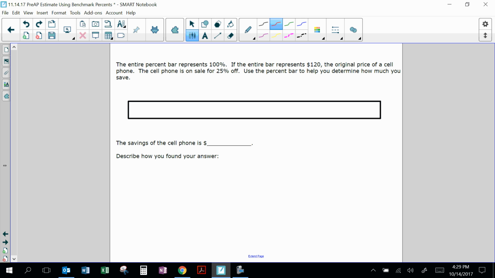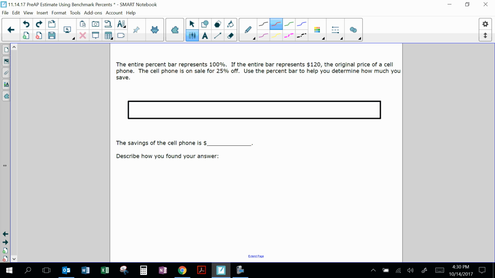The entire bar represents 100%. If the entire bar represents $120, the original price of a cell phone, and the cell phone is on sale for 25% off, use the percent bar to help you determine how much you save. There are two ways to solve this. Would you like to see the two ways? You may break this up into 10 sections, and each section will be 10%. You break $120 into 10 sections. That'll be $12 each section. So each 10% will be $12. Another 10% will be $12, so $24. Then half of it will be $6, so it'll be $30.